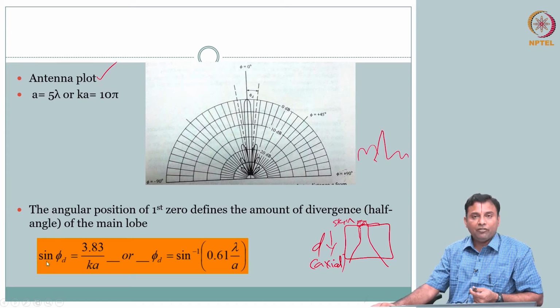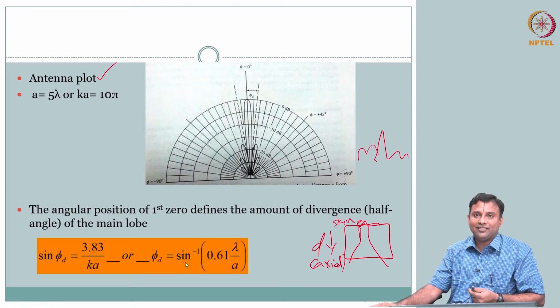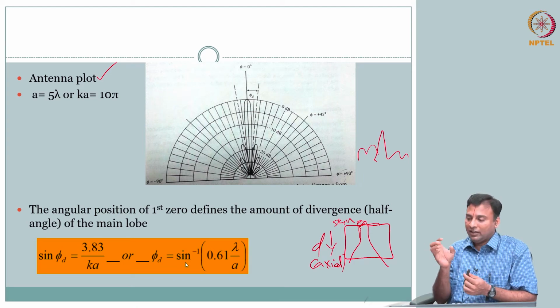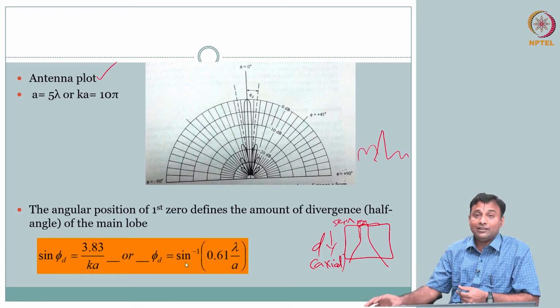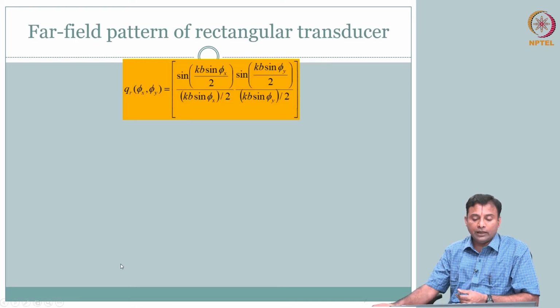So your sine phi d, the angle of divergence, is sine inverse of this. What is this A? A is the radius of the transducer, d is the diameter. So you notice there is an inverse relation. If I have a larger A, I will have smaller divergence. That is an important message that you should remember. If I have a larger aperture, larger transducer size, then I can have less divergence. That is for circular.